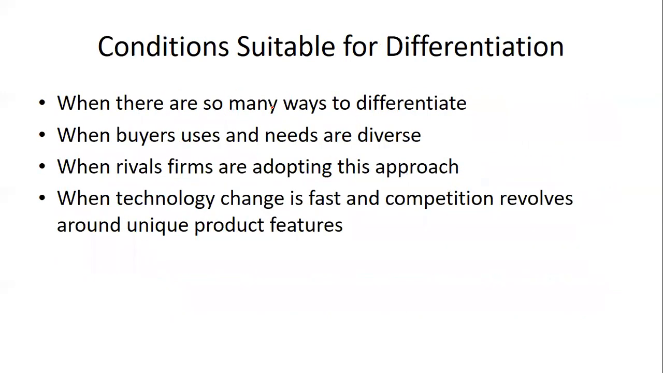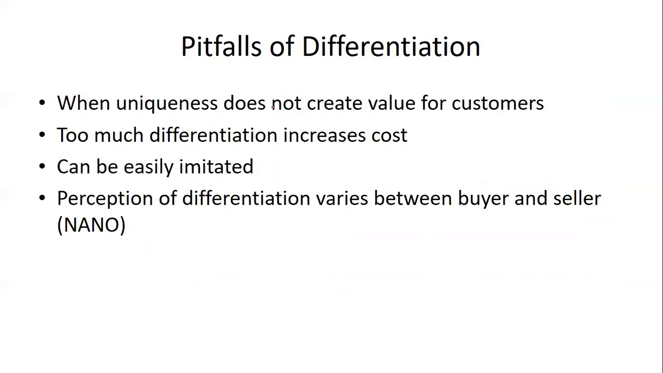Then what are the conditions for differentiation? In which suitable conditions can this be used? When there are so many ways to differentiate, when the buyers' needs are diverse, when the rivals are adopting this approach, or the technology is fast and competition revolves around unique product features.